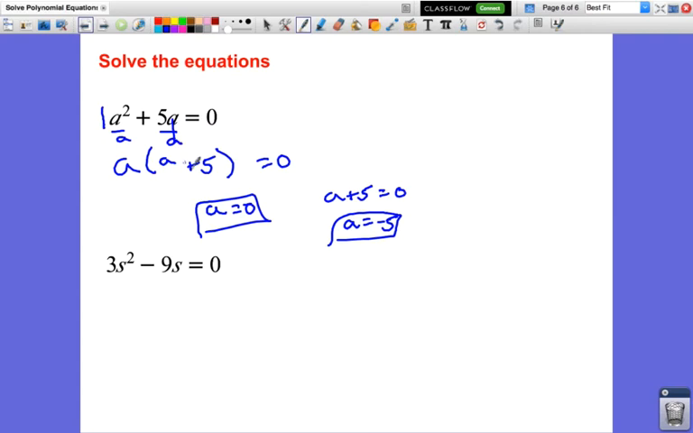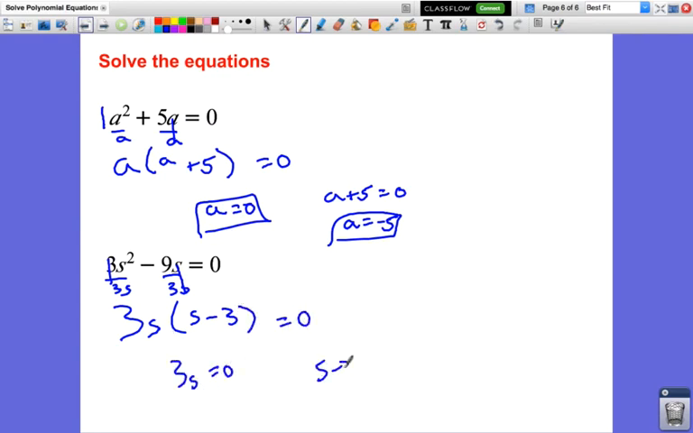Finally, 3s squared minus 9s. Look for the common factor for the coefficients. 3 and 9, the greatest common factor is 3. So I'm going to pull out a 3. s squared and s, they have an s in common, so I can pull out a 3s. When I divide this by 3s, this cancels, and I'm left with just 1s. So we can keep the 1s. Divide by 3s, my s's cancel. I'm left with minus 3, and all of that is equal to 0. So I have 3s equals 0. s minus 3 is equal to 0. So s can equal 0, and then s can equal 3. And here would be my solutions.